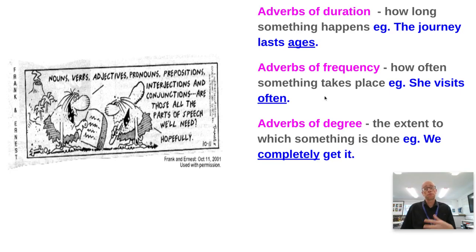We have adverbs of frequency, how often something takes place: often, sometimes, occasionally, never, always, rarely, etc. And then you've got adverbs of degree, which are so important. These tell the extent to which something is done, like totally, we completely get it. When we are conversing with people and often converging with them, we use a lot of these adverbs of degree to show that we are in agreement with them. We think and feel in the same way as them.